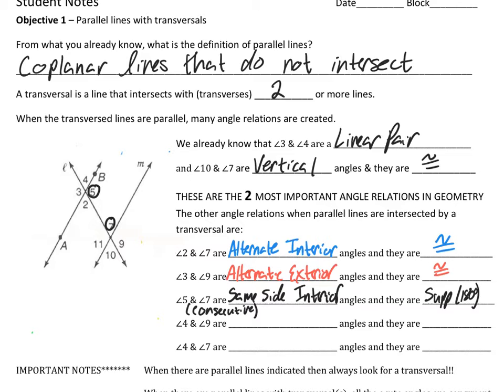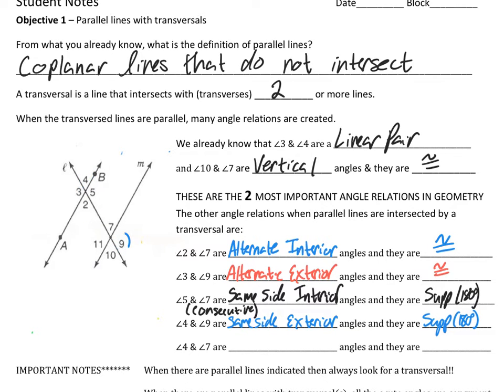Okay. Now, similarly, we have 4 and 9. Now, the only difference here, they're on the same side, but this time they're on the exterior. So we call these same side or consecutive exterior angles. Again, we have one acute, one obtuse, so they are also supplementary. So adding up to 180 degrees.